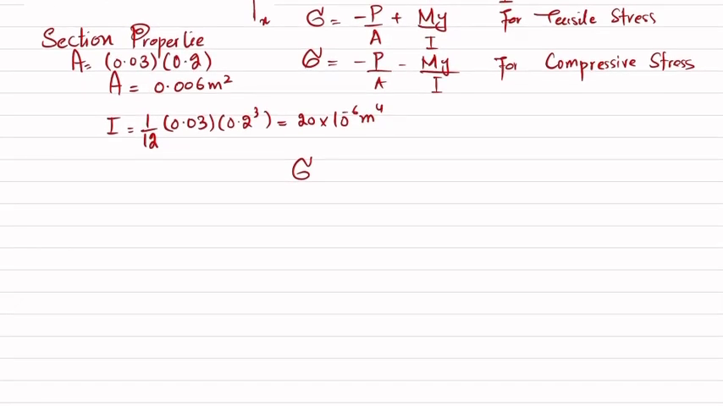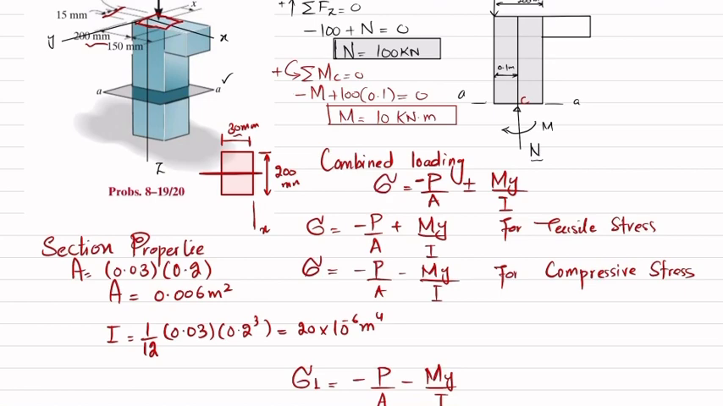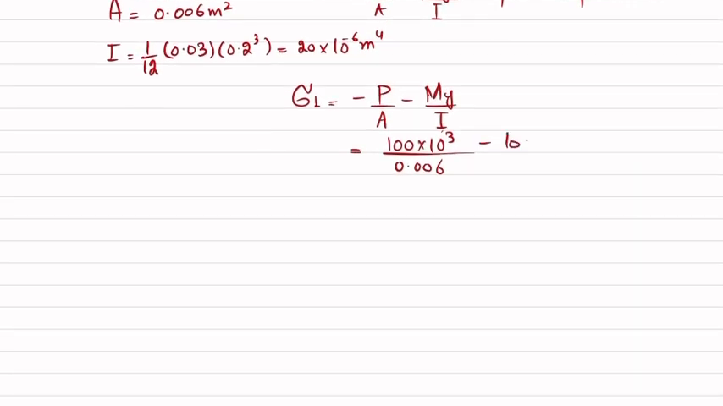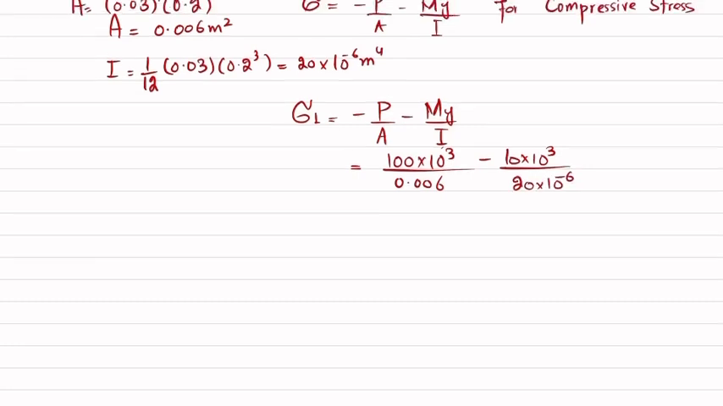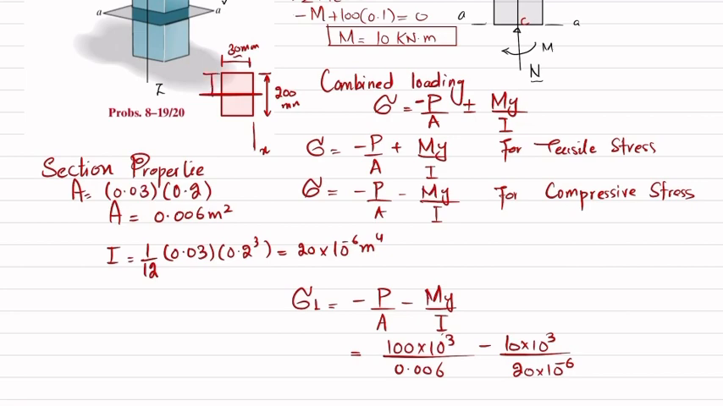So I will first find compressive stress, which is sigma L left is equal to compressive minus P divided by A minus M into Y divided by I. So the value of P is 100 kilonewton. So 100 into 10 raised to power 3 divided by area, which is 0.006, minus moment, which is 10 kilonewton into meter. So 10 into 10 raised to power 3 divided by I, which is 20 into 10 raised to power minus 6, and C is the distance from neutral axis till top. So this is C. So C is 100 millimeter. So in meter it is equal to 0.1.